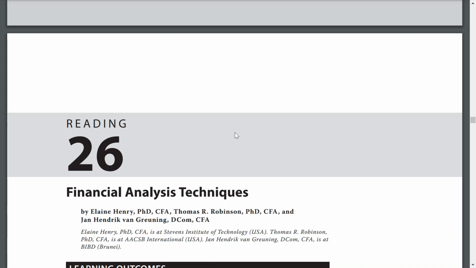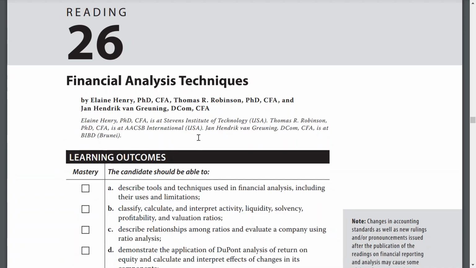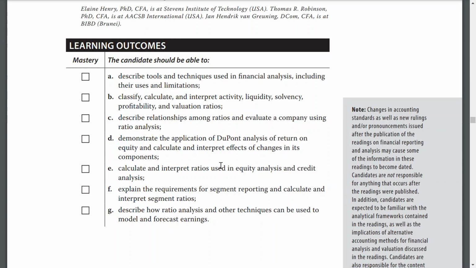Okay, Reading 26 of the CFA Level 1 program curriculum, on financial analysis techniques. Learning outcome: the candidate should be able to describe tools and techniques used in financial analysis, including their uses and limitations; classify, calculate, and interpret activity, liquidity, and solvency, profitability, and valuation ratios; describe relationships among ratios and evaluate a company using ratio analysis; demonstrate the application of DuPont analysis of return on equity, and calculate and interpret effects of changes in its components.